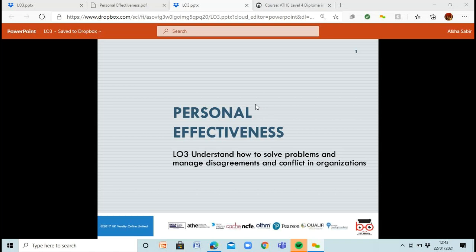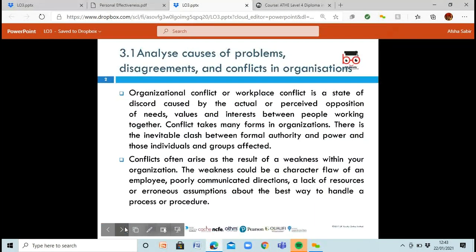So we're going to look at personal effectiveness. Learning outcome 3 today is understand how to solve problems and manage disagreements and conflicts in organizations. It's a bit of a mouthful. So for 3.1, we're going to analyze the causes of problems, disagreements, and conflicts in organizations. What are the things that cause problems and conflicts in your workplace?